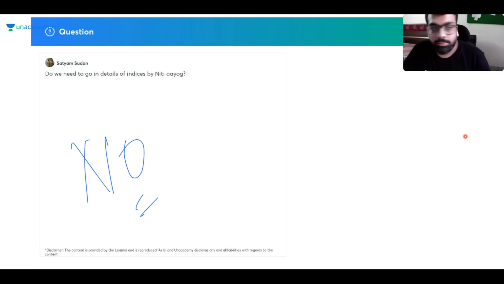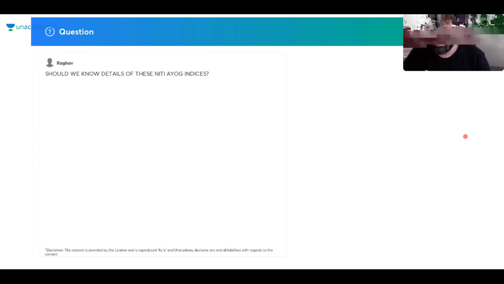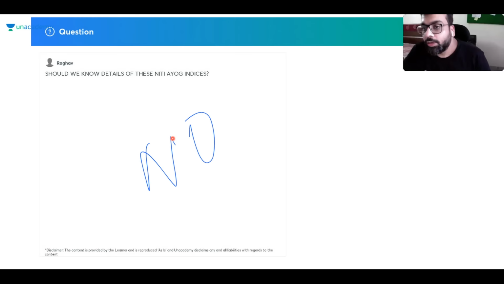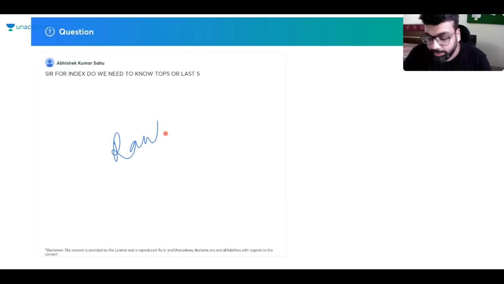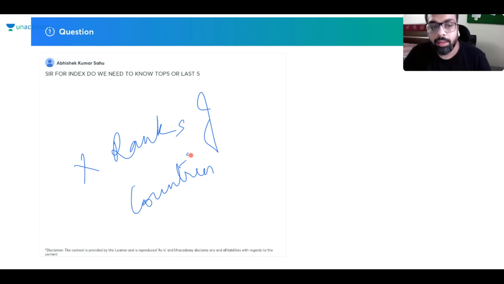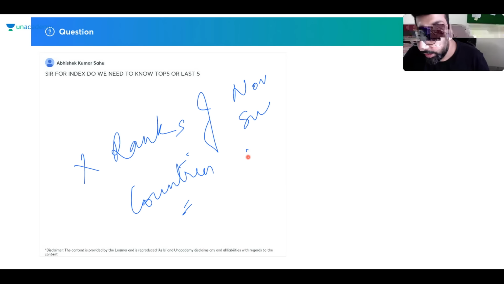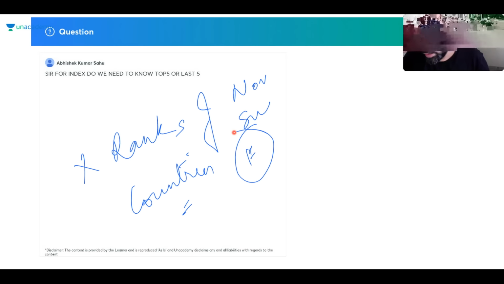Same question. No. For the index, do we need to do the top five or top last? You don't need to know any of the ranking of countries. Specific ranks of countries don't need to be known. So, for example, how southern India generally performs better than northern India. Usually, Norway, Sweden, and Finland are the countries which perform better than all other countries. Okay, so that is enough that you need to know.